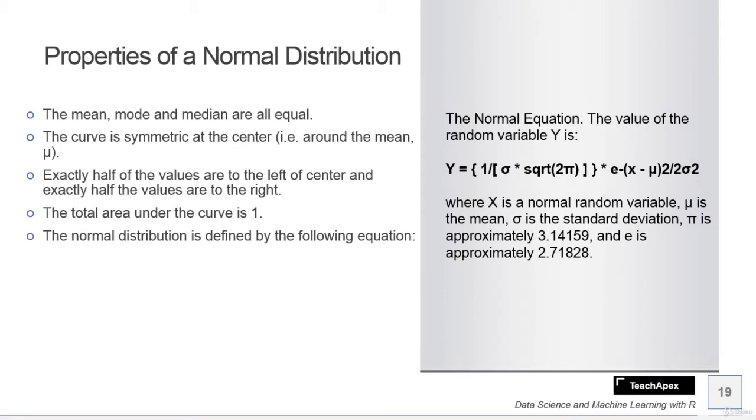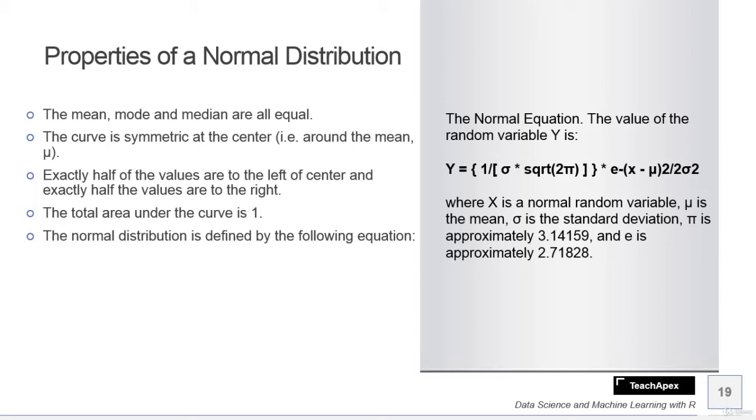Next we have the properties of the normal distribution. The mean, mode and median are all equal. The curve is symmetric at the center, that is around the mean mu. You can say exactly half of the values are to the left of the center and exactly half of the values are to the right. So both sides are equal, right and left.